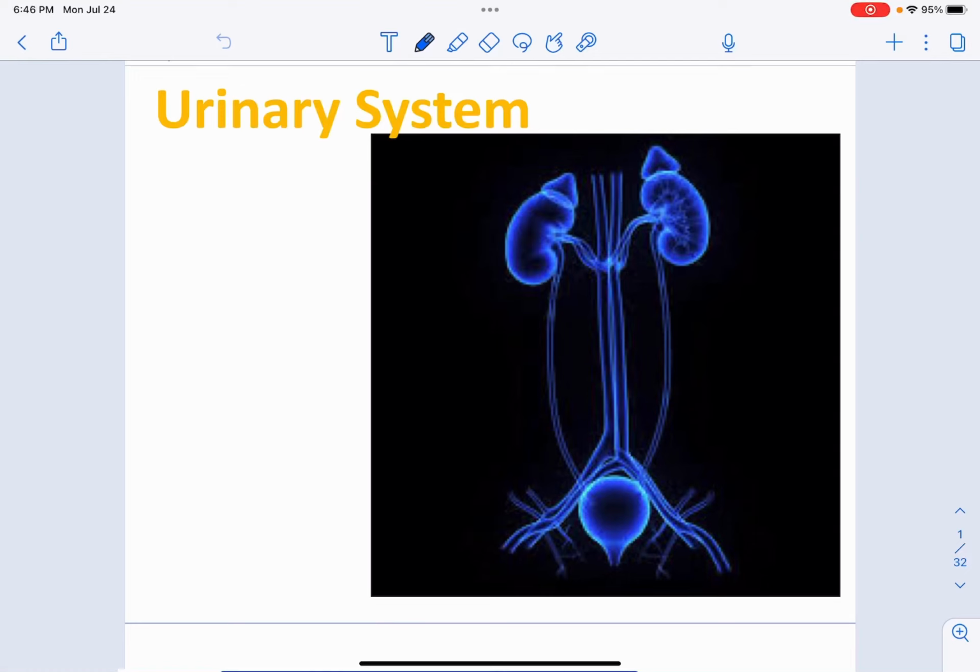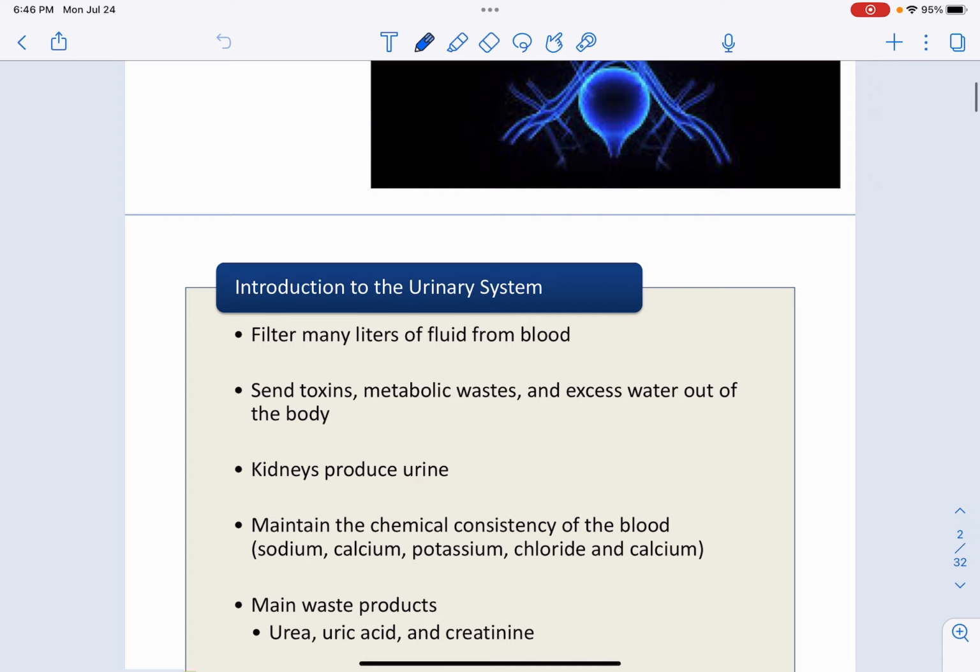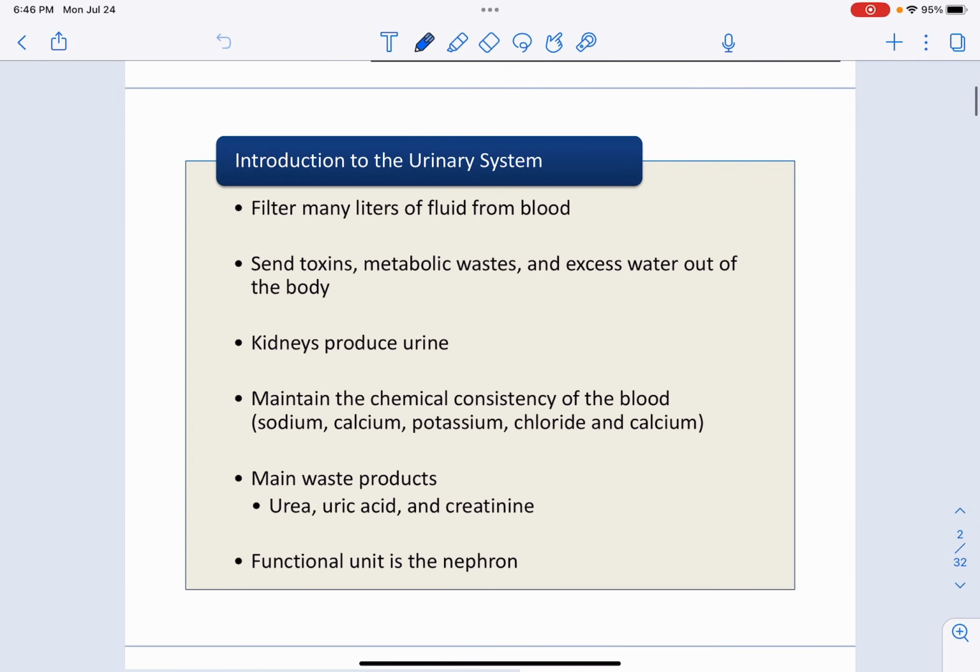Well, you've made it to the very last lecture, which is going to be on the urinary system. So let's get started. As always, we're going to do a little bit of an introduction to the urinary system first, and then we'll work through the anatomy.